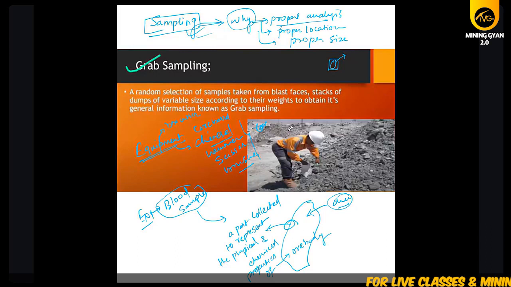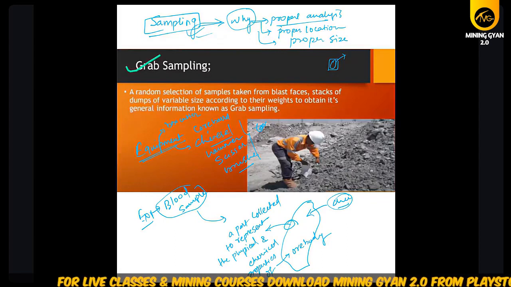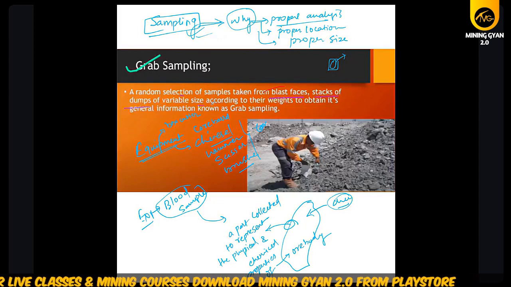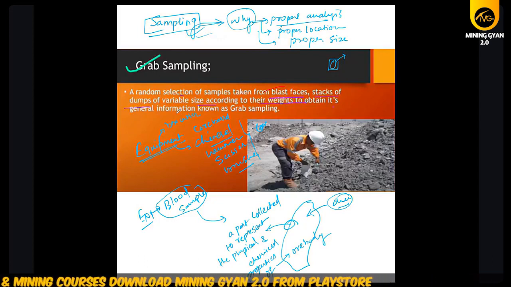So first, take an example of grab sampling. We will talk a little bit about grab sampling. Grab sampling में कुछ नहीं होता यार, जाके आप blast phase में गए. So randomly select the sample taken from the blast phase, stacks of the dump of various size according to the weight to obtain its general information for grab sampling.